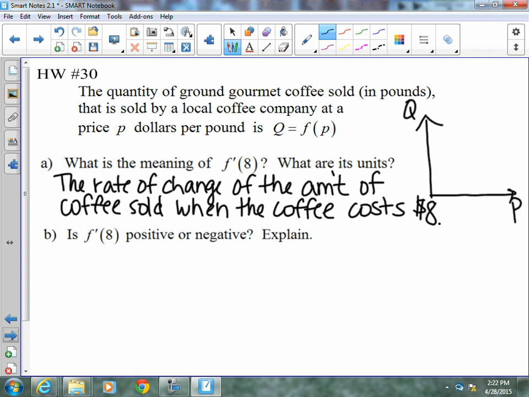Now, quantity is labeled in pounds, price is labeled in dollars, so the units for f prime of 8 is going to be pounds per dollars, and that's not really dollars, but it's dollars per pound. So it's the pounds sold per dollars per pound.